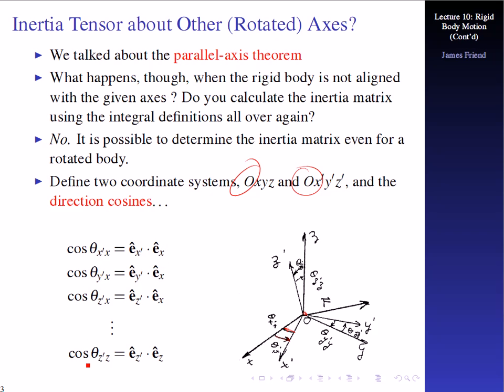We could define what are called direction cosines just from the dot products of the unit vectors along each of these directions. Notice that some of these are not quite so simple. We'd have cross terms like y' x. So here's y', and then there's x. This angle here is rather large. That's theta y'x. And we'd have many of these kinds of angles. Not all of them are drawn in this figure, just to keep it from looking like a total mess.